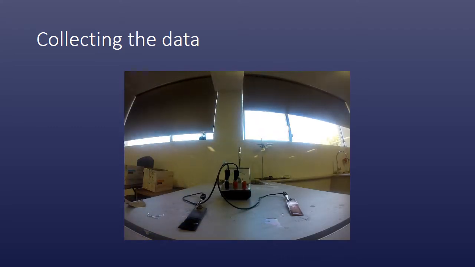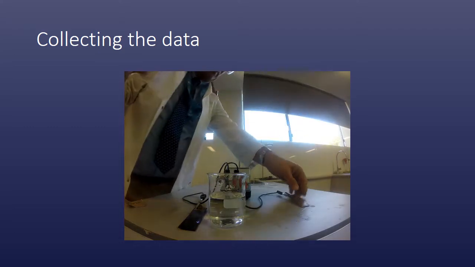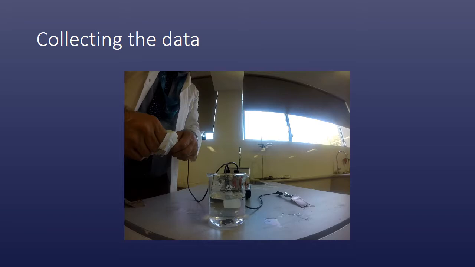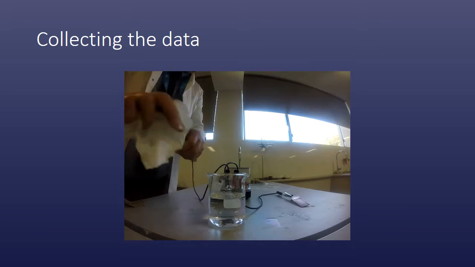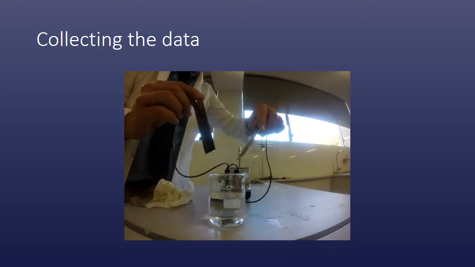Now what happens if I replace both of those with sulfuric acid? Again, let's just give these a bit of a clean. Just before we go on. So sulfuric acid is an electrolyte that's used in lead acid batteries. And we'll see if it gives us much of a reading.